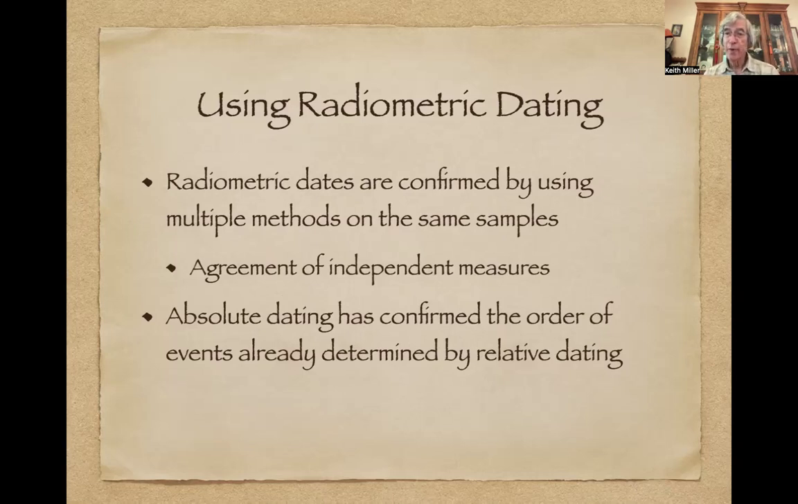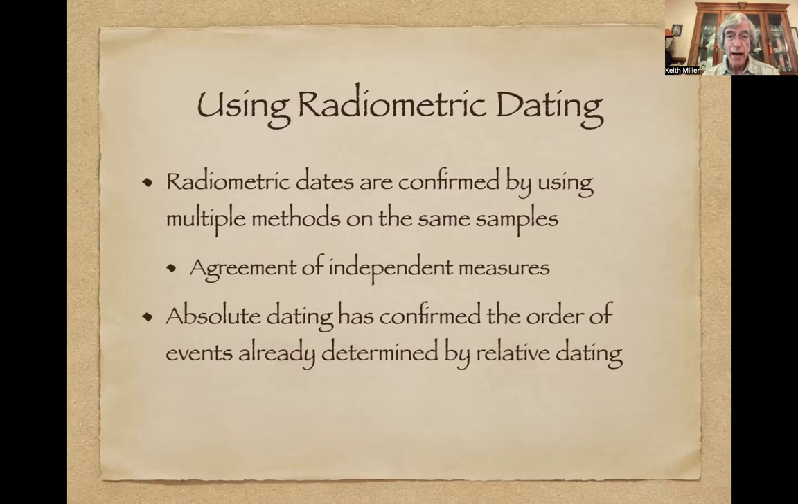And those methods should give you the same number. And if they don't, something's wrong. And you go back and check and find out what was methodologically wrong, just experimentally wrong, whether the rock was contaminated or whatever. But you want to see the numbers agree.